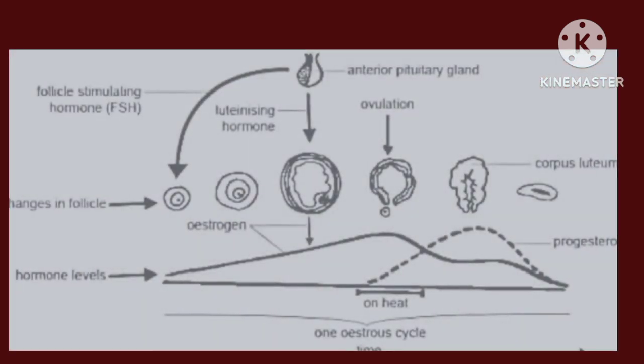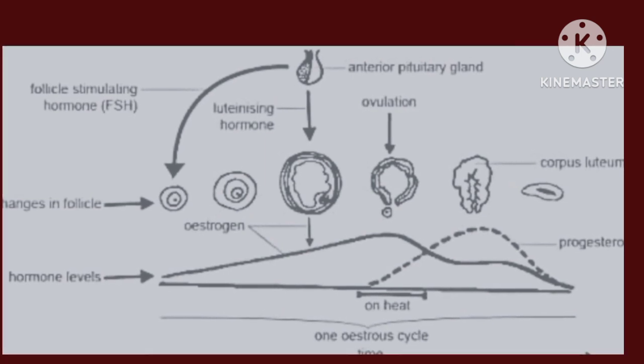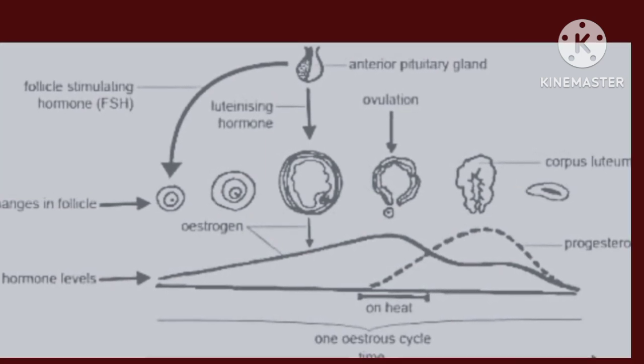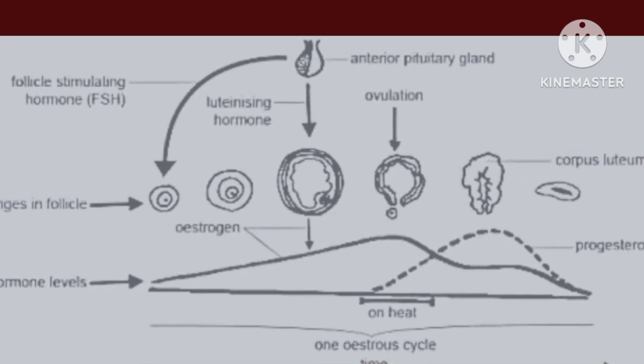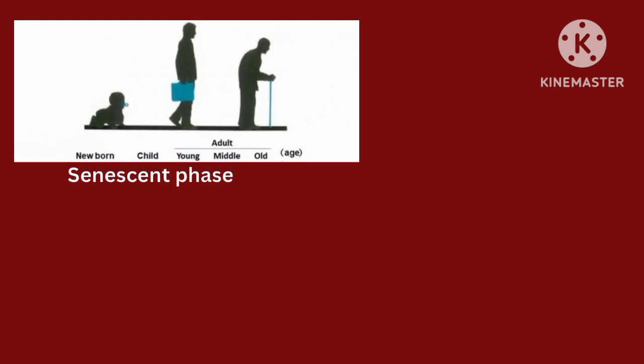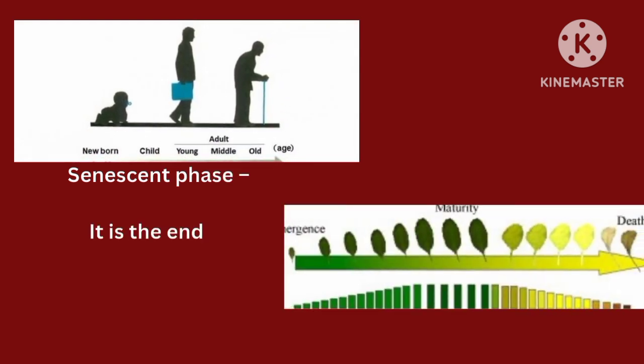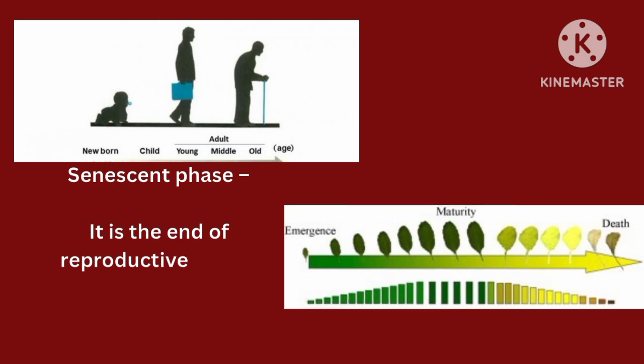Both in plants and animals, hormones are responsible for the transition between different phases of life cycle. Interaction between hormones and environmental factors regulate the reproductive processes. C. Senescent phase. It is the end of reproductive phase. Old age ultimately leads to death.